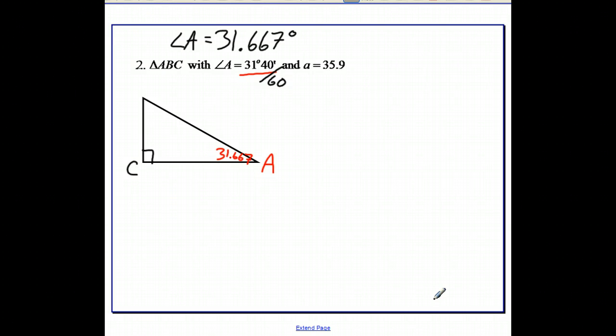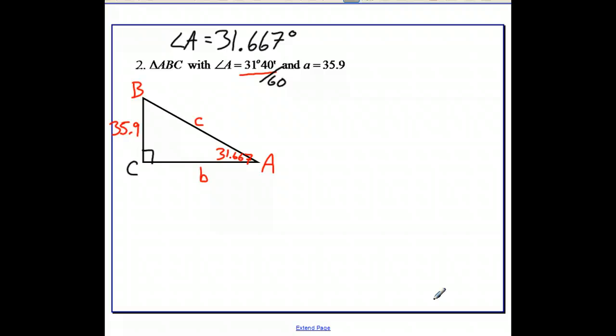31.667. We've got our side A, which we know is the opposite side, 35.9. We don't know our angle B, we don't know our side B, and we don't know our side C. Well, let's try solving for side B. What function employs the opposite side and the adjacent side, since we don't know our hypotenuse? Well, that would be tangent.